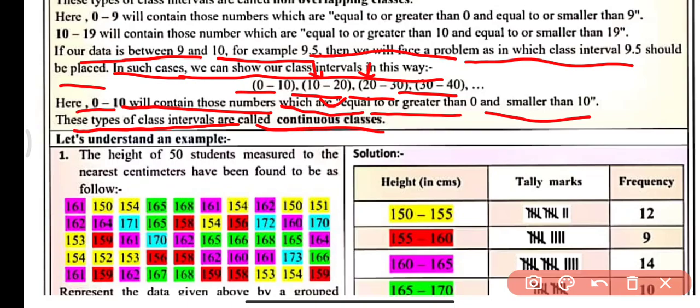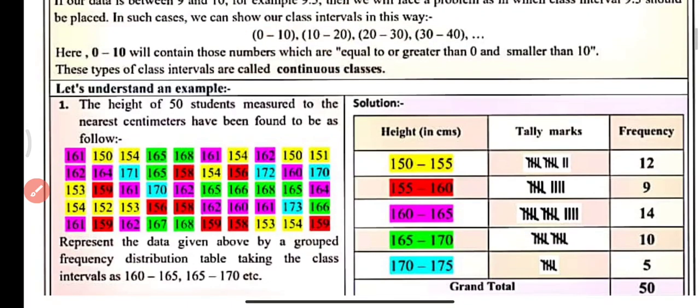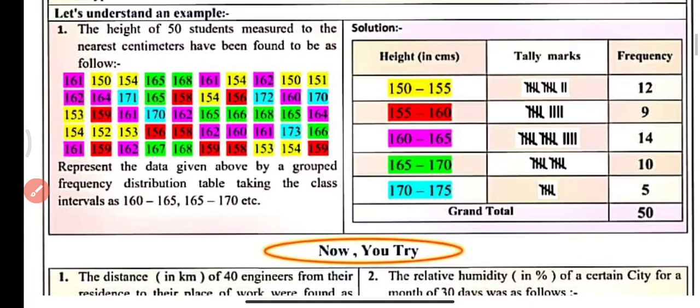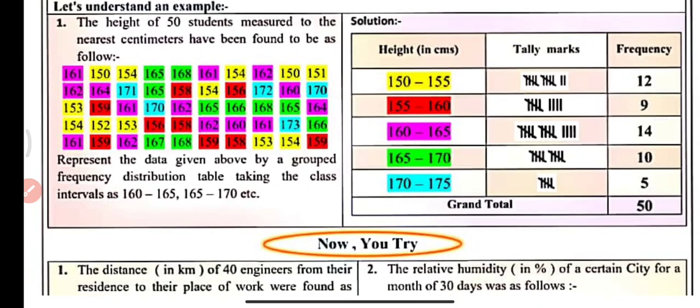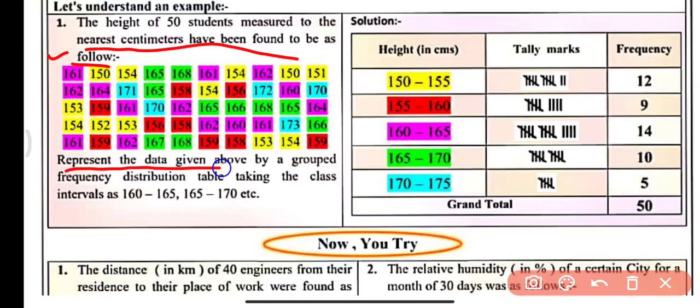So now we have a problem, or you can say an example. Let us understand an example. The heights of 50 students measured to the nearest centimeter have been found to be as follows. देखिए हमें क्या गिवन है, 50 स्टूडेंट्स की हाइट गिवन है जैसा कि आप स्क्रीन पर देख पा रहे हैं. Represent the data given above by a group frequency distribution table taking the class intervals as 160 to 165 and 165 to 170 etc.